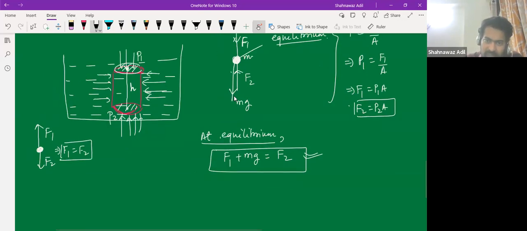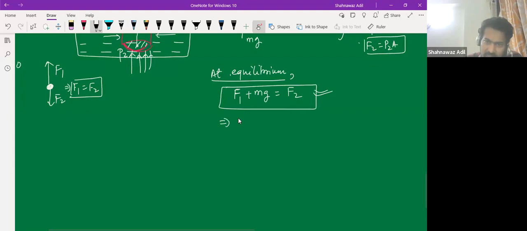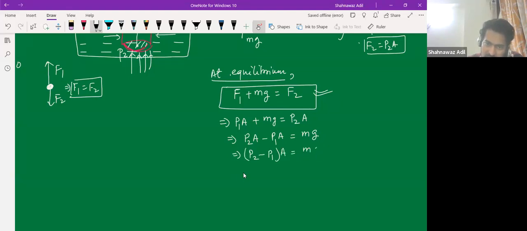So this is F1, which is P1A, plus mg. This is P2A. If I take this to the other side, this is P2A minus P1A, and this is mg. So I can take P2 minus P1, and A is common, and this is mg. So P2 minus P1 is mg over A, right?